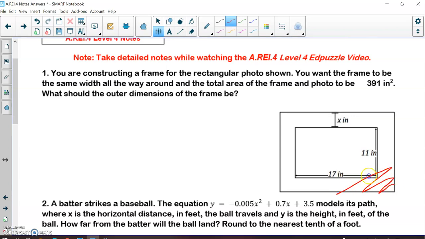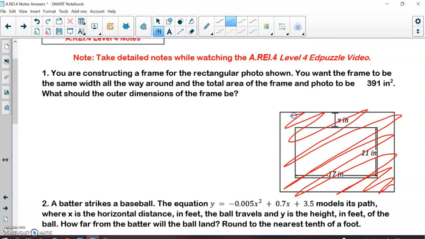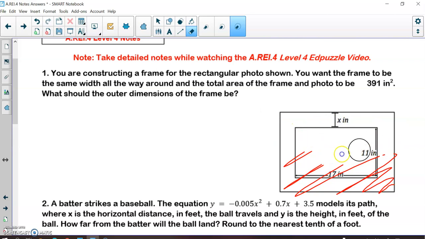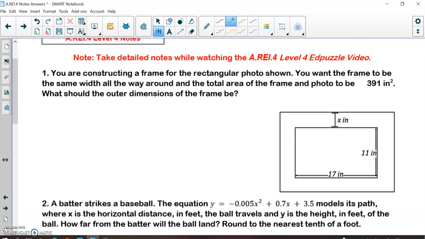So we are talking about the area of this whole figure is 391. All right, we see that our photo is 11 by 17 inches, and the width of our frame is x inches. So this length is going to be the same as an x plus 17 plus another x, so a 2x plus 17. And this length is going to be the same as an x plus an 11 plus an x, so a 2x plus 11.